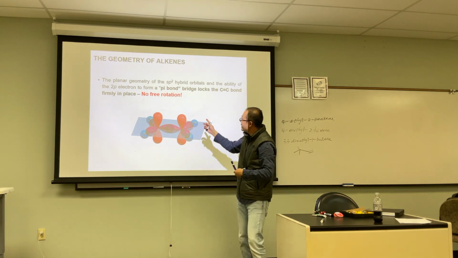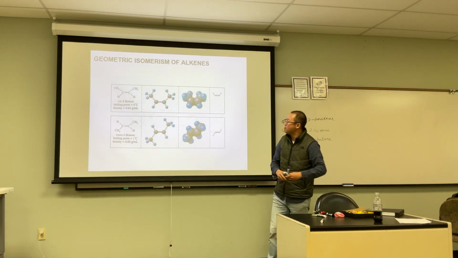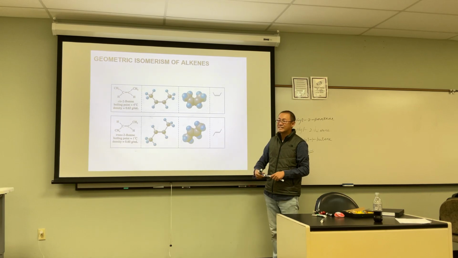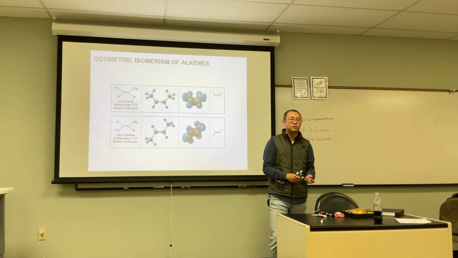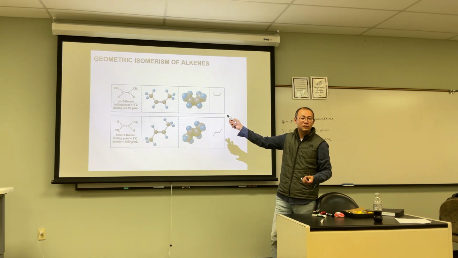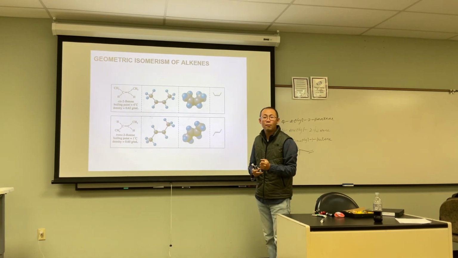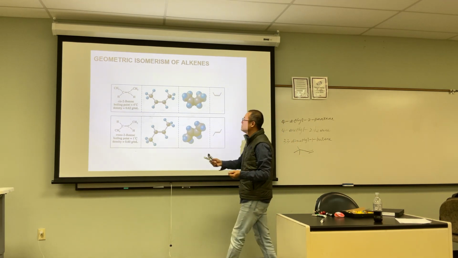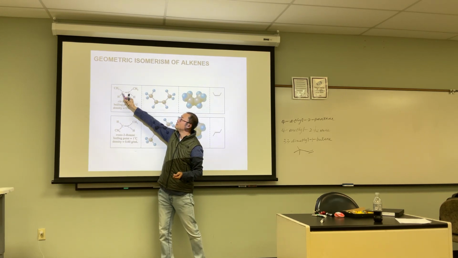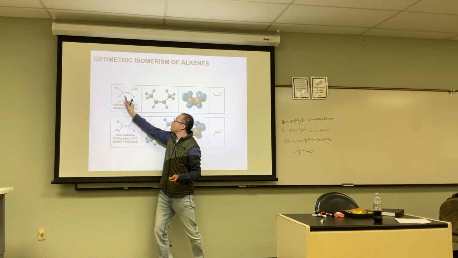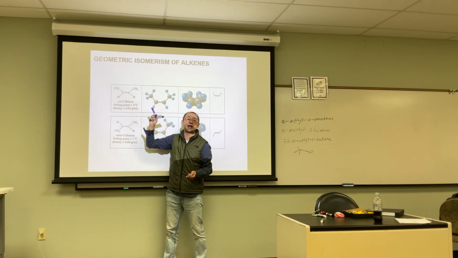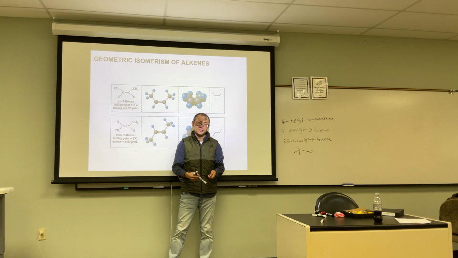And because of that, no free rotation, we have a pair of cis and trans isomers. This is an example showing a pair of cis and trans isomers. Very good example. The molecule showing here is a simple molecule called butene. Why butene, guys? 4 carbons. Do you guys see that? And the double bond is between 2 and 3. 1, 2, 3, and 4. So with the double bond between 2 and 3, we call it 2-butene. Does it make sense, guys? 2-butene.